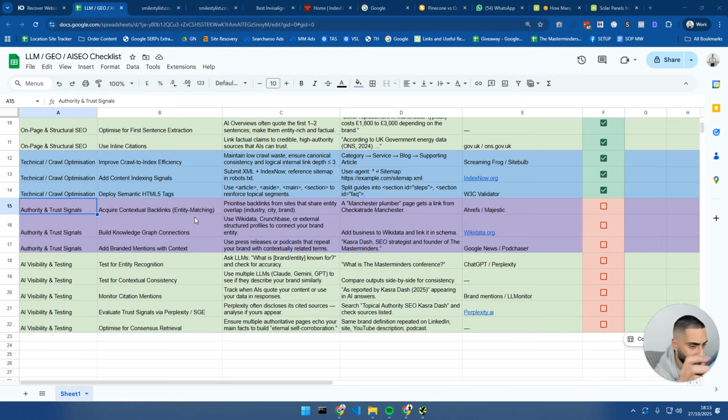So the next step is our authority and also our trust. So acquiring contextual backlinks, in brackets, entity matching, right?